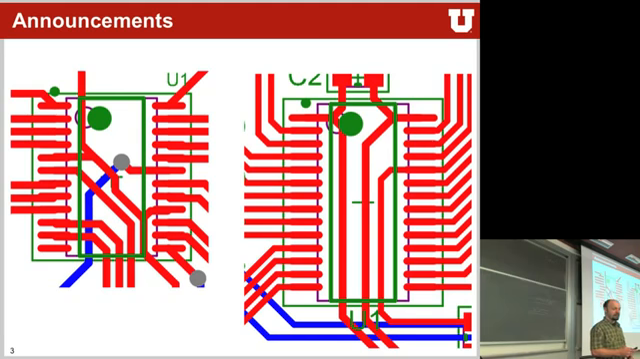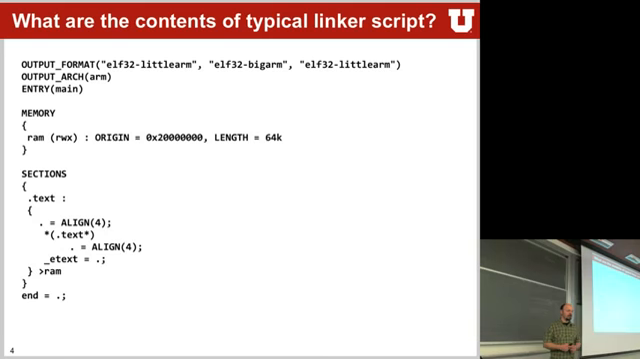A couple of more things. What are the contents of a typical linker script? This is the linker script that we used in last class. Very simple, right? We have just RAM. We have one text section, we put that into the RAM, and then we are done.